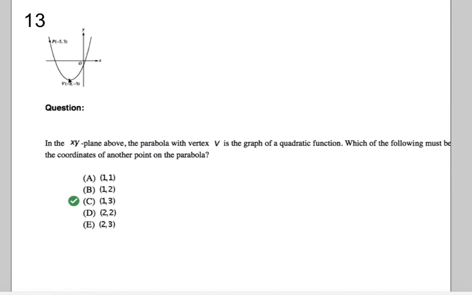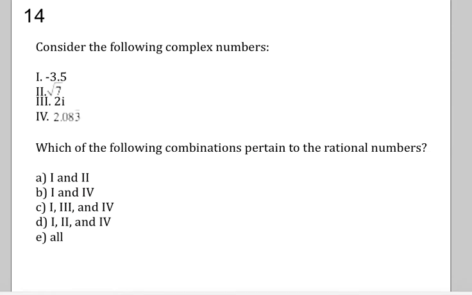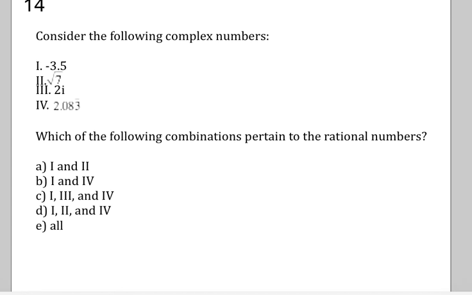Well, basically, if it's a parabola, it's symmetrical about the vertex. So if you think about negative 5, 3, you move to the right 3 to get to negative 2, 3. You can move to the right 3 more, and that would get you to 1, 3. All right, 14, a little bit of complex numbers for the Algebra 2 crew.